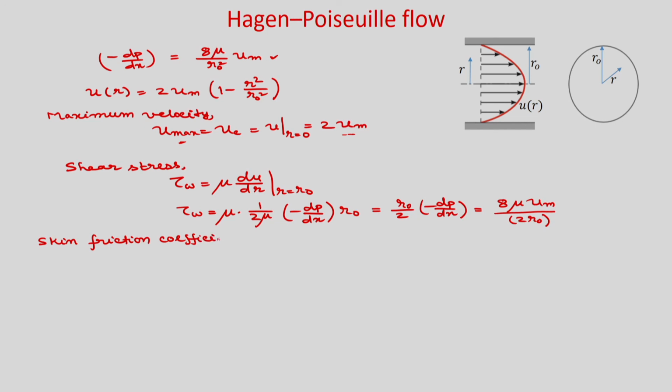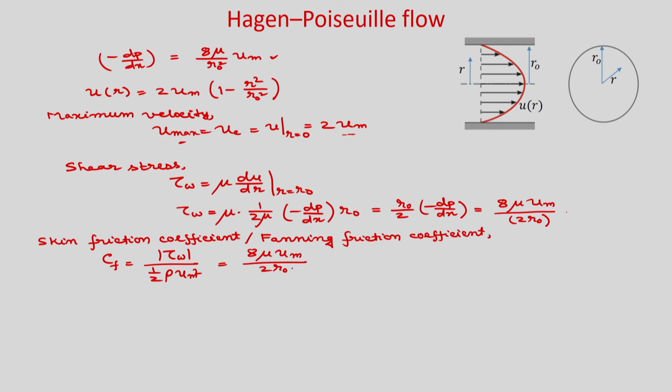Okay, what is skin friction coefficient? It is the dimensionless shear stress, okay, or sometimes it is known as Fanning friction coefficient. Okay, so you can write Cf as mod tau w divided by half rho u m square. Okay, so you can see that tau w is this. So, 8 mu u m by twice r naught into half into rho u m square.